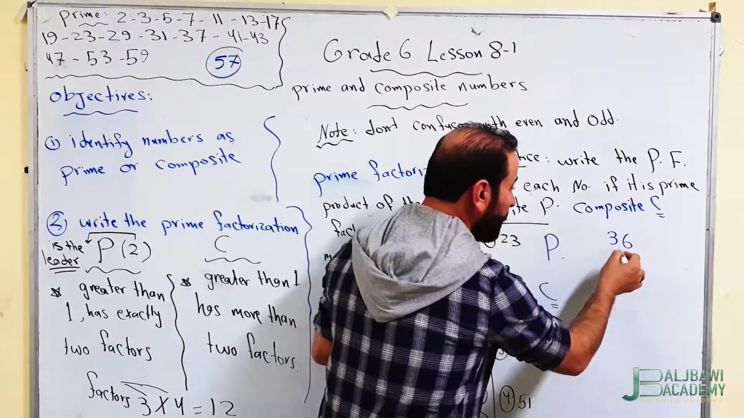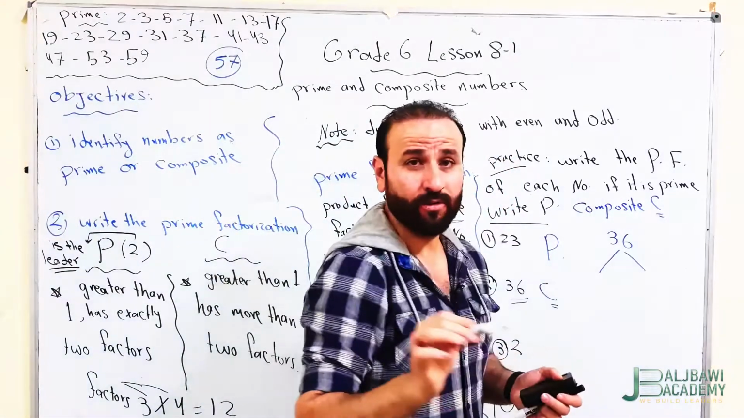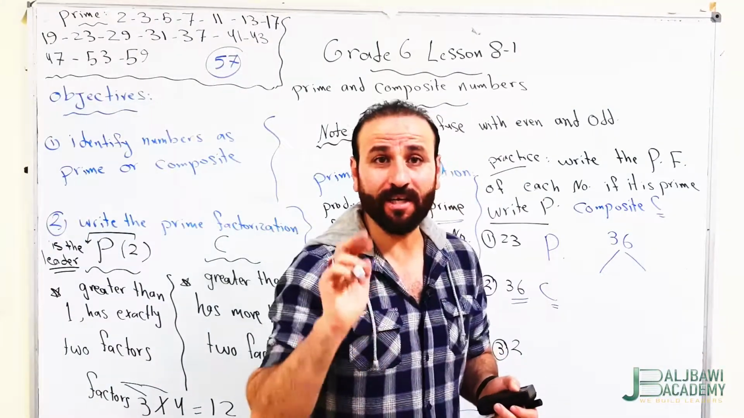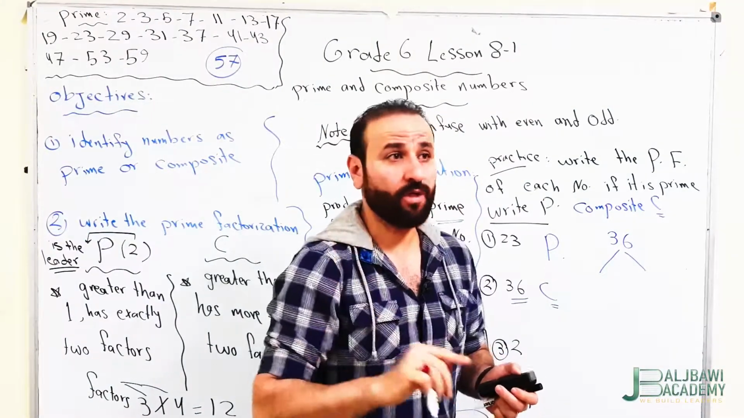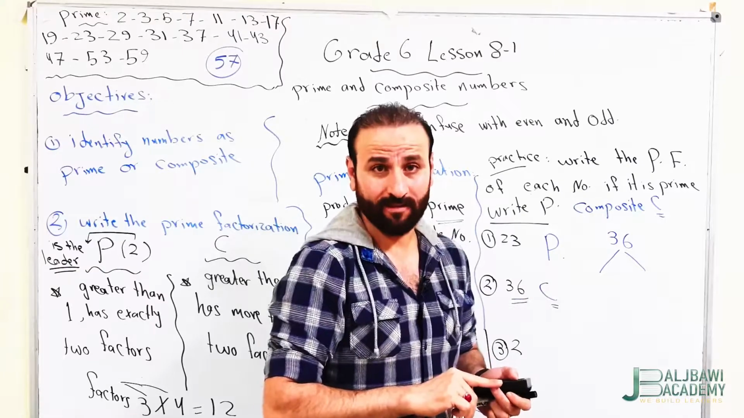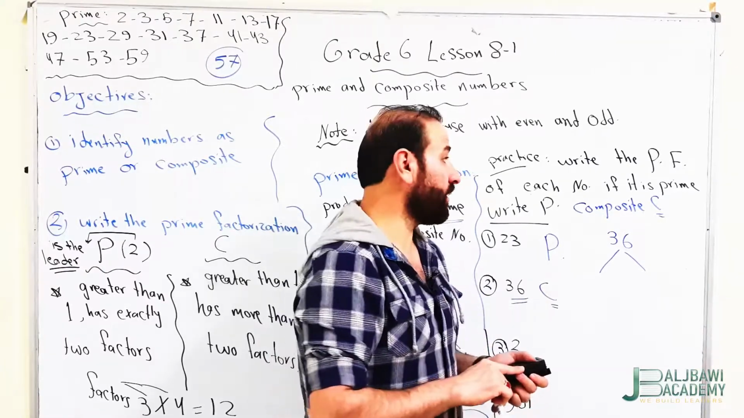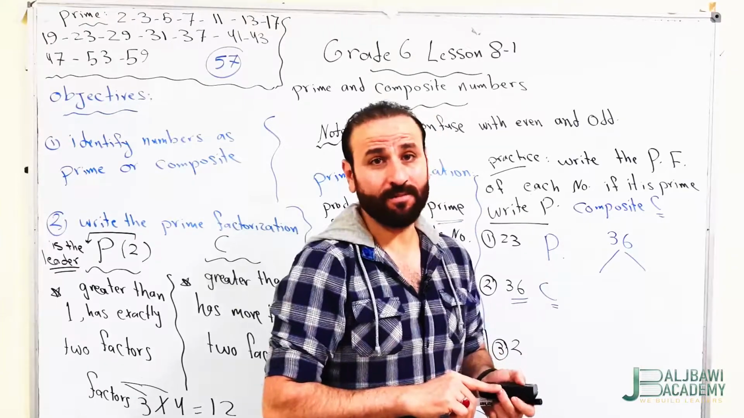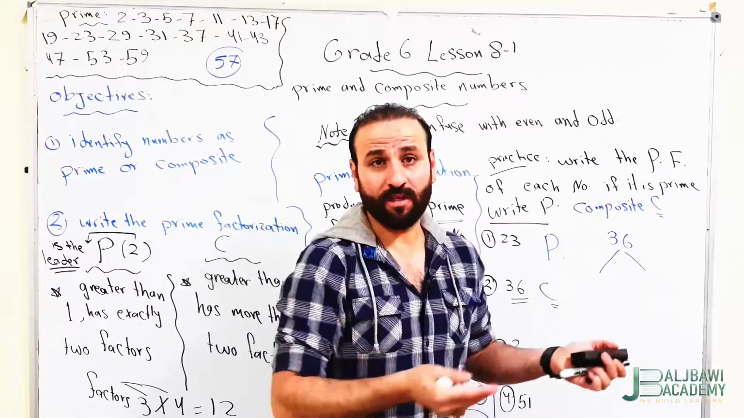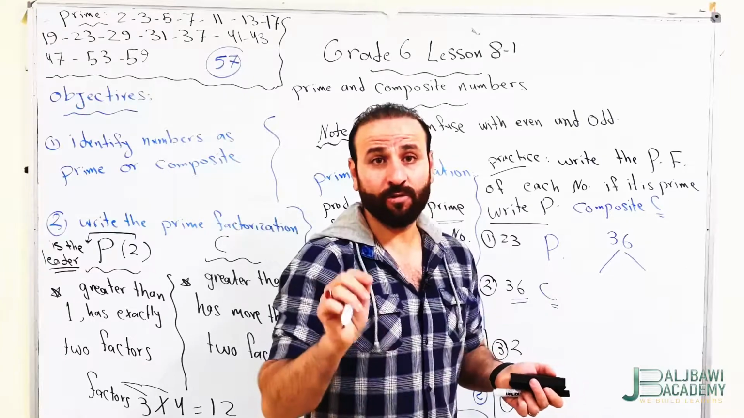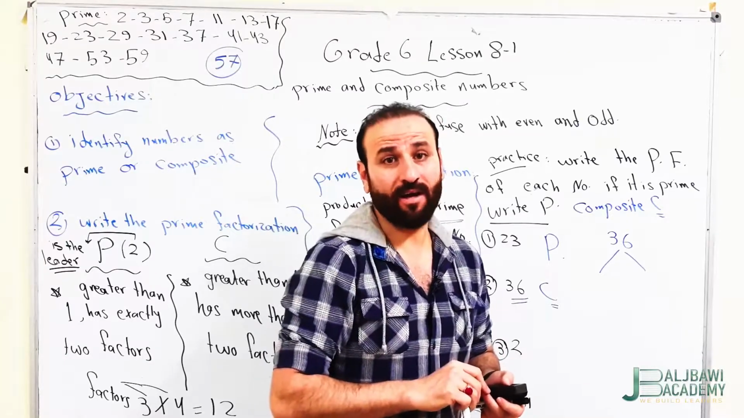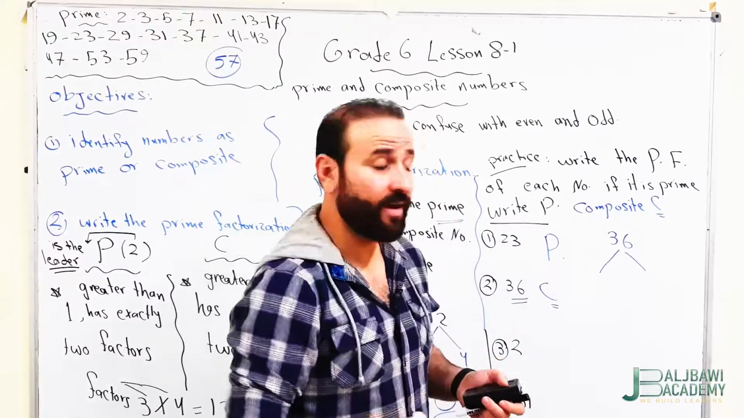I can start with any 2 factors. We should note that. I can start with any 2 factors of 36. We can start with 2 times 18, or 4 times 9, or 12 times 3, or 6 times 6. Whatever you want to start with, you can start with any 2 factors. But you should end up with prime numbers, or prime factors.